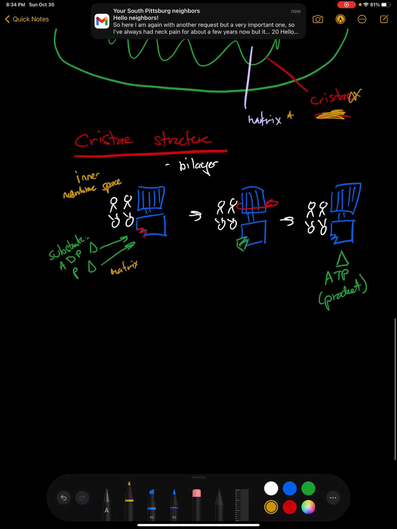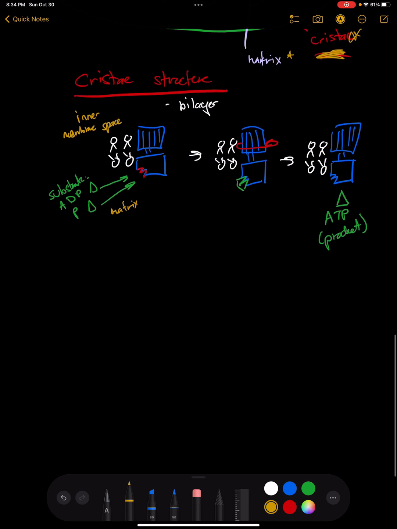So in the cristae structure, there's my inner membrane space, and then there's my matrix. There's my ATP synthase right here. The substrates, the ADP and the P, go sit inside the active site. Once they sit in there, it starts to spin, forces them together, and then ATP is released as a product. All right, I hope that helps.